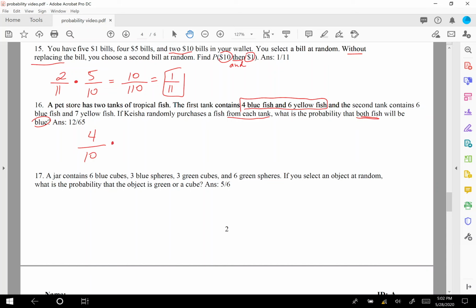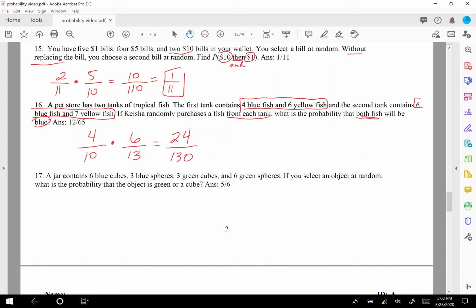Times, because we want 2 fish, right? And this one is 6 blue fish. Okay. And 7 yellow fish. So we have 6 out of, and 6 plus 7 is 13. So we have a 6 out of 13 chance of getting blue from the other one. Since we want both of them, we're going to multiply. So 4 times 6 is 24. And then 10 times 13 is 130.